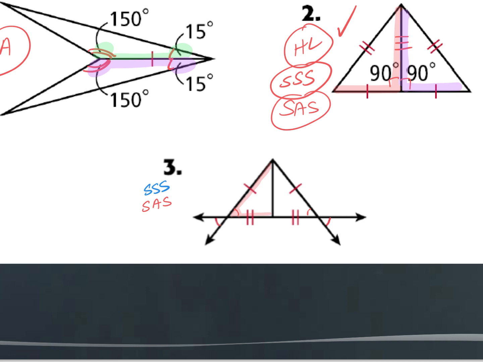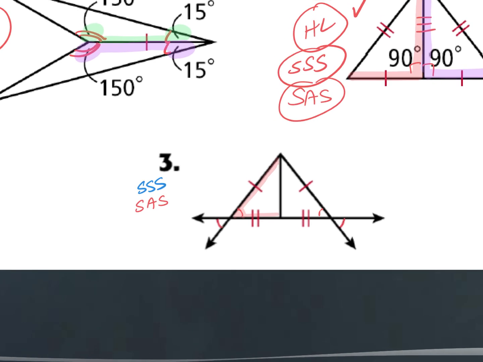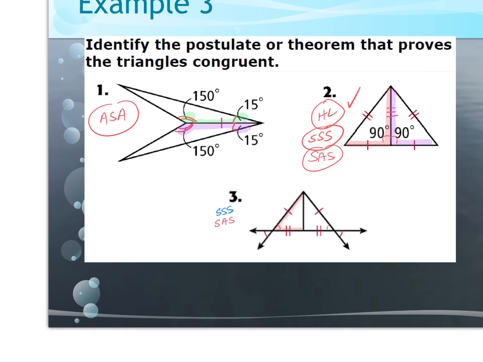I can't prove it with angle, angle, side, or angle, side, angle, and I can't use HL theorem because even though this looks like it could be 90 degrees, they did not tell me that it was, and we cannot assume. So those are the two reasons why I can prove those congruent.